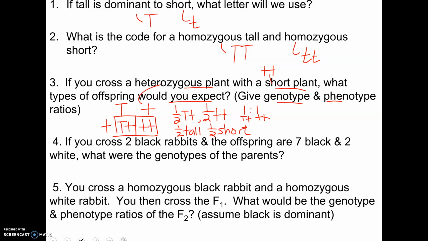All right, and then if we cross 2 black rabbits, this is a really good problem to get ready for the test. If you cross 2 black rabbits and the offspring come out 7 black and 2 white, what were the genotypes of the parents? So they want the letters. Well, first of all, if black was recessive, then crossing black should give all black. But since we crossed 2 black and we got some white, we can actually figure out that black is dominant and white must be recessive.